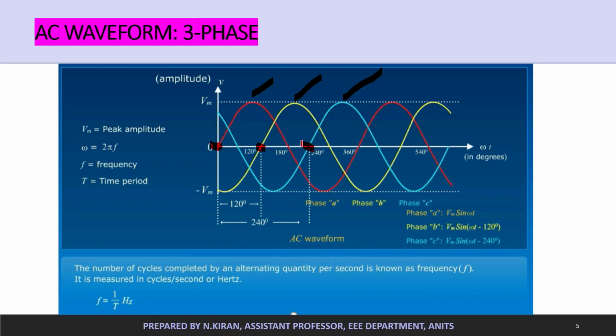That is why mathematically we represent the R phase as Vm sin omega t. I have represented the Y phase as Vm sin(omega t minus 120), and the B phase mathematically as Vm sin(omega t minus 240).